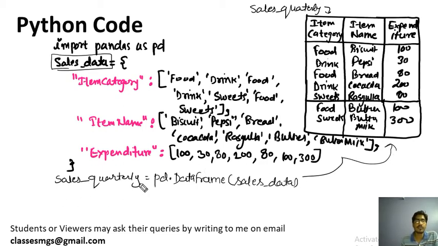Now which function do we use to group by? We will apply the groupby function. So sales_quarterly dot groupby, and what column name do we have to group by? Item category, because category-wise we want to calculate the total expenditure. So I will find the item category here.